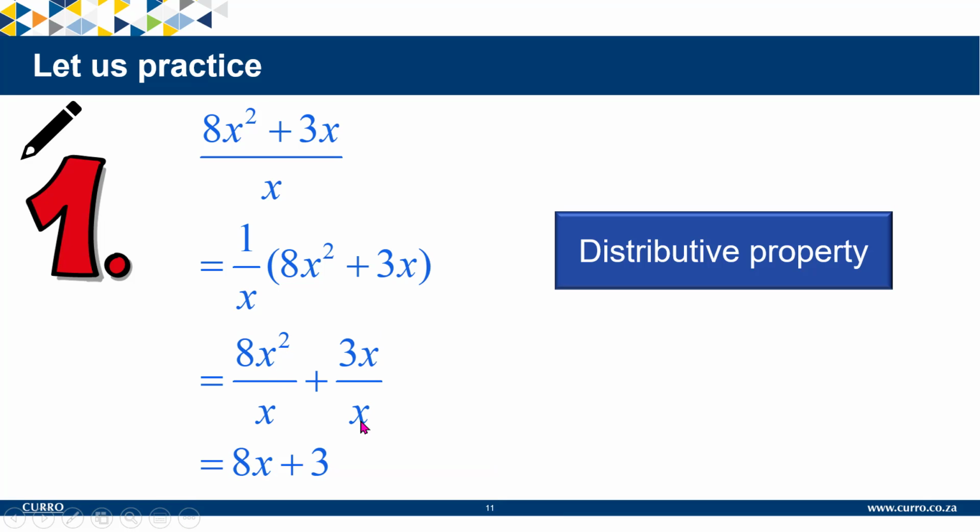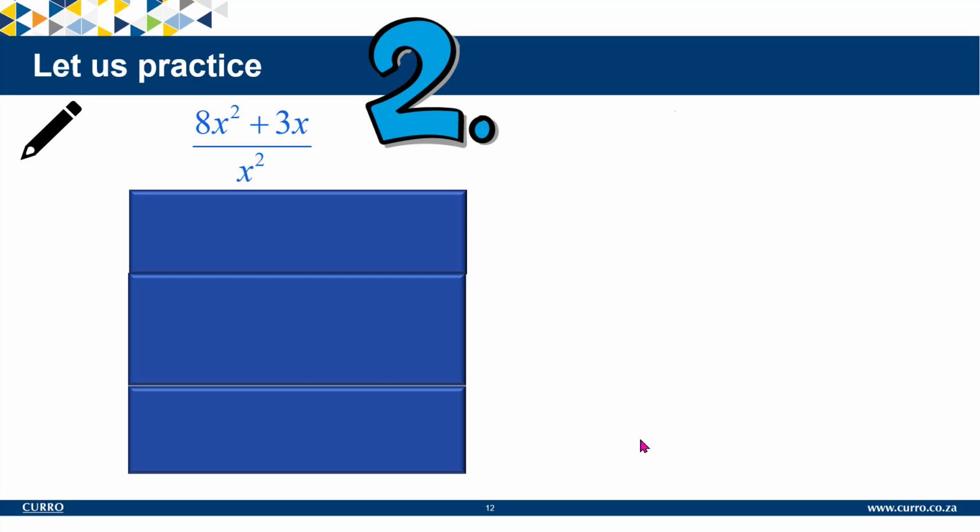These x's will cancel. Doesn't give you 0, it just gives you 1, but you don't have to write the 1 because 3 times 1 is 3. And we end with 8x plus 3. But be careful, since we started with a quotient expression, and since x is in the denominator, x equals 0 is not admissible in this case. So you have to add that to your answer.